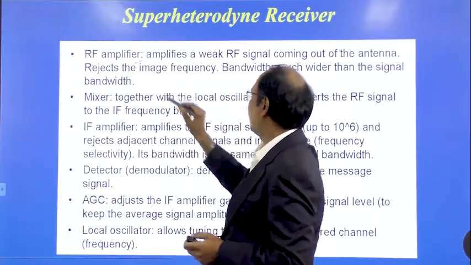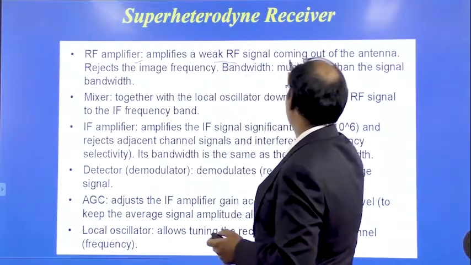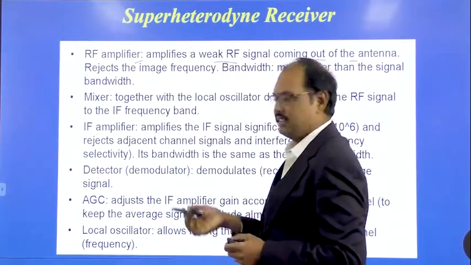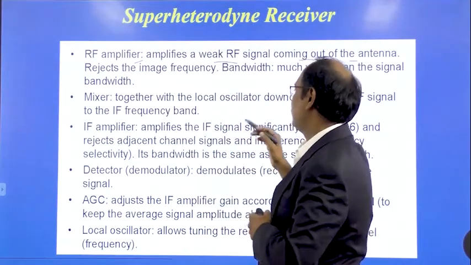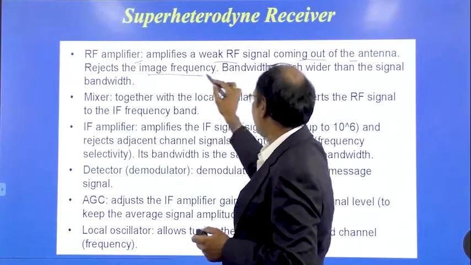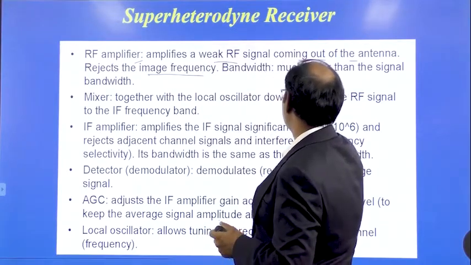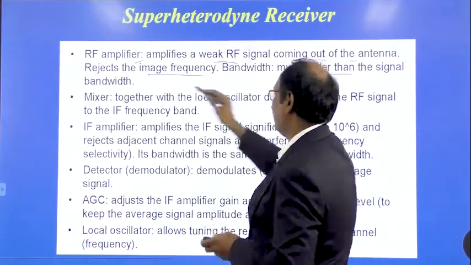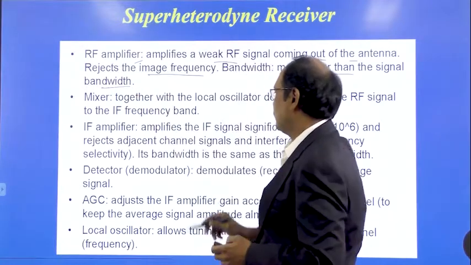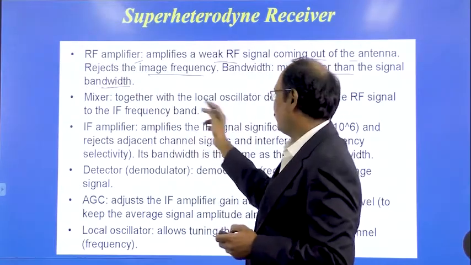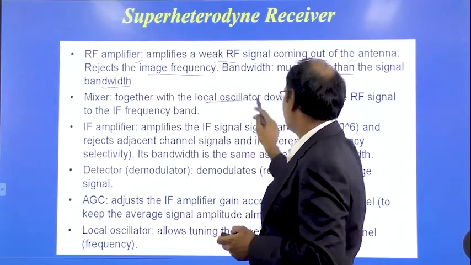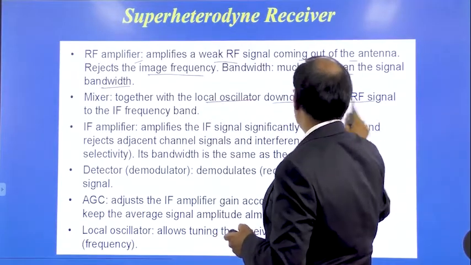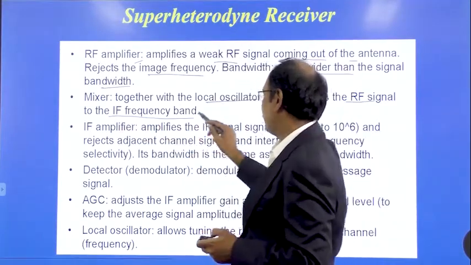The first one is the RF amplifier, which amplifies the weak signal coming out of the antenna. It rejects the image frequency, and its bandwidth is much wider than the signal bandwidth. Then the mixer, as you will know, combines with the local oscillator and down converts the RF signal to an IF frequency band.